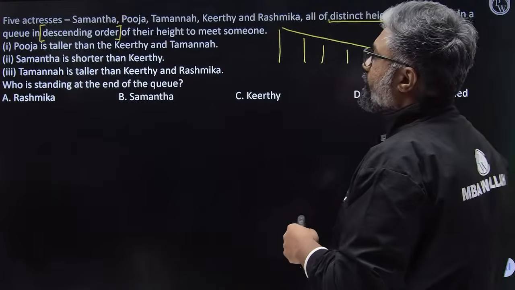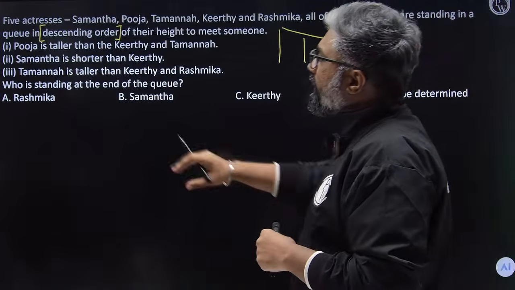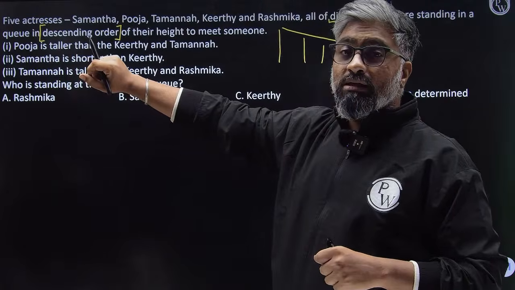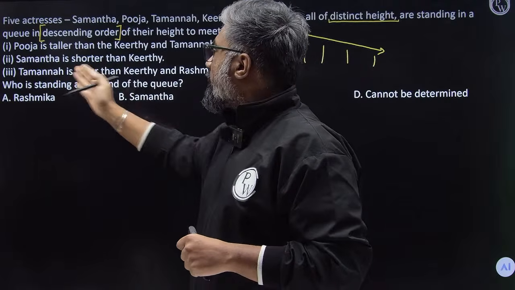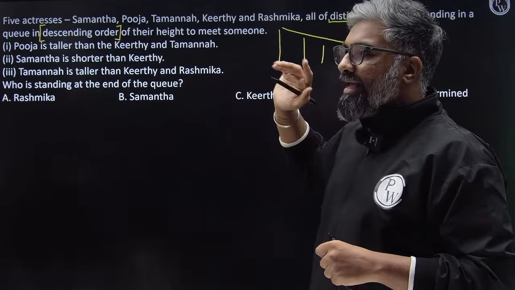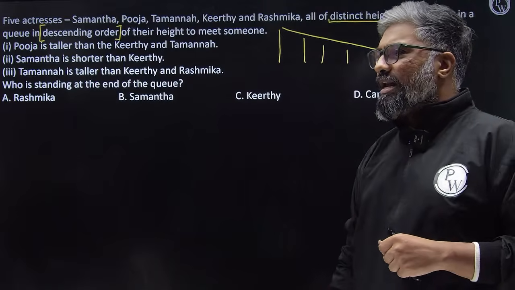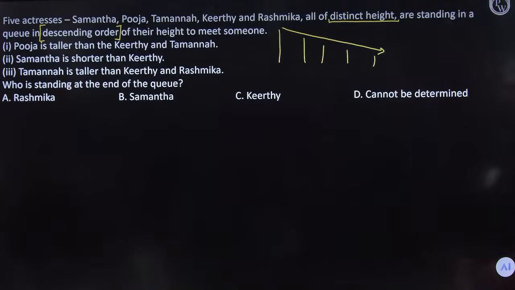Now we have 3 conditions. Based on these 3 conditions, we have to answer this question: who's standing at the end of the queue? Can you give this a try? I want you to try this and see if you can answer this for me. Go ahead, guys. Who is standing at the end of the queue? Is it Rashmika? Is it Samantha? Is it Kirti? Or can the answer not be determined? Quick.